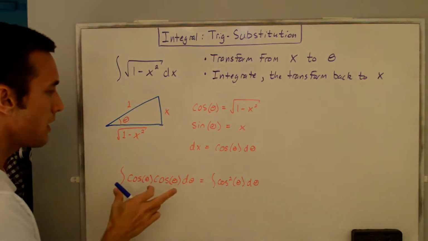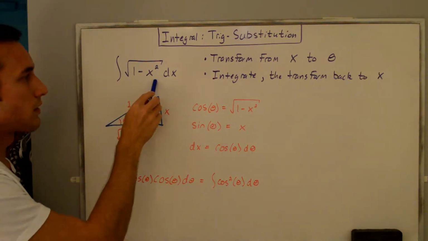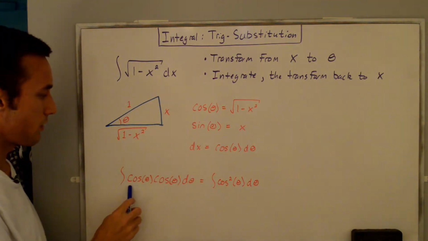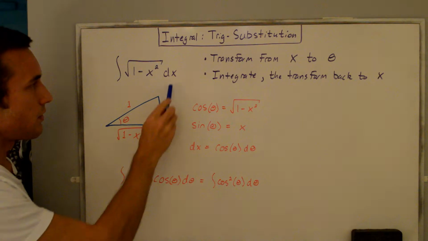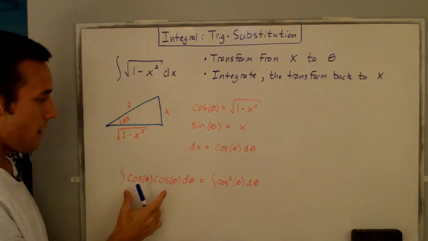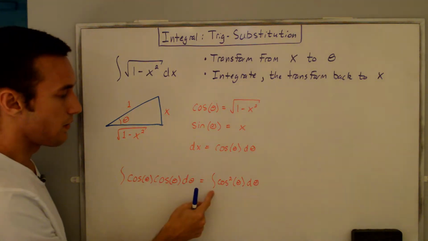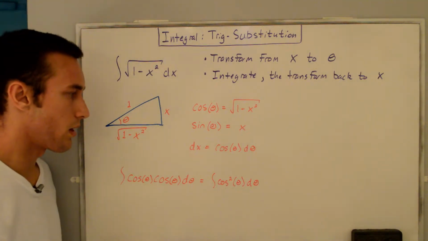And so we can plug in for this integral up here, because you can see that we have this term, the radical 1 minus x squared, and that's just cosine theta, so that's this first cosine theta. And then we also have for the dx, we have cosine theta d theta, that's where this cosine theta d theta comes from, and then we can get the multiplication of the two cosines, and that gives us the integral of cosine squared theta d theta.